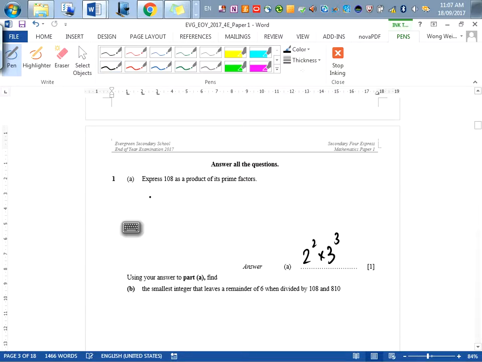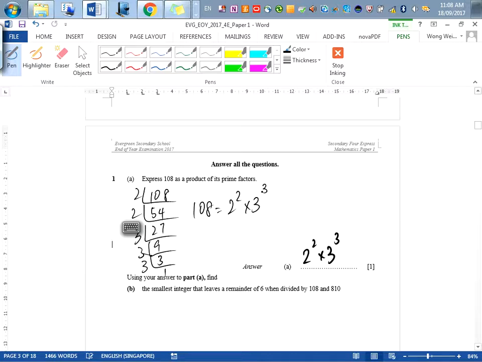So for this one, you just take 108 and divide it by the smallest prime. What is the smallest prime number? 2. It is not 1. The smallest prime number is 2. You get 54. Divide by 2 again. You get 27. Divide by 3. You get 9, 3, 3, 3, and 1. So 108 is equal to 2 square times 3 cube.